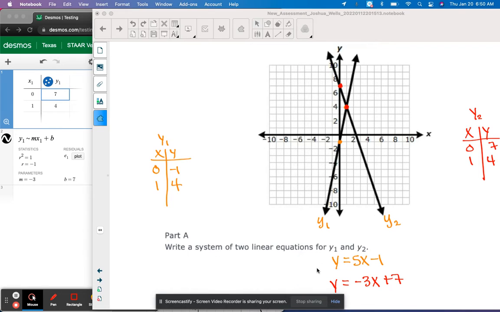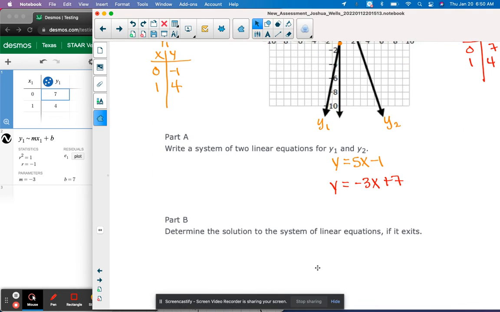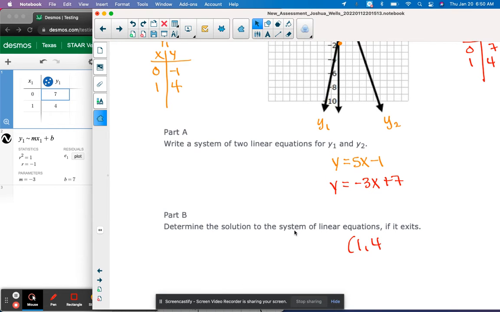So let's look at part B. Determine the solution to the system of the linear equations if it exists. And for this one, we already figured out what it was. The solution is at 1, 4.